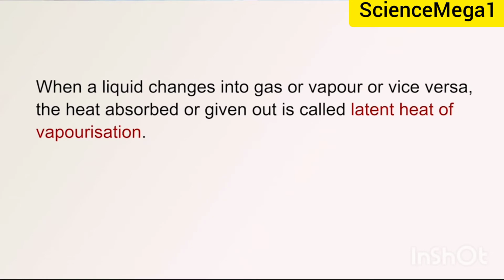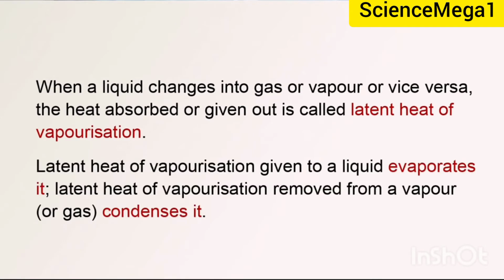When a liquid changes into gas or vapor or vice versa, the heat absorbed or given out is called latent heat of vaporization. Latent heat of vaporization given to a liquid evaporates it. Latent heat of vaporization removed from a vapor or gas condenses it, as we saw in the diagram.